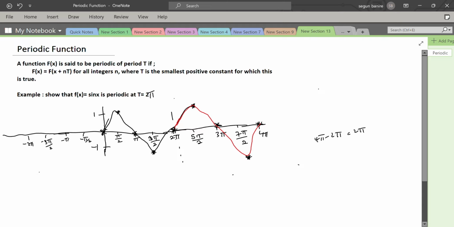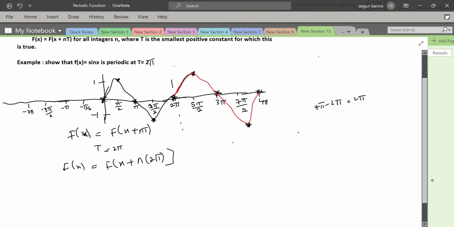But if you can't see it clearly, there is another way of showing this. The formula says that a function is said to be periodic if we can show that f of x is equal to f of x plus nT. This time around our T is 2 pi, so we just have to show that f of x is equal to f of x plus n times 2 pi. This is what we need to show.